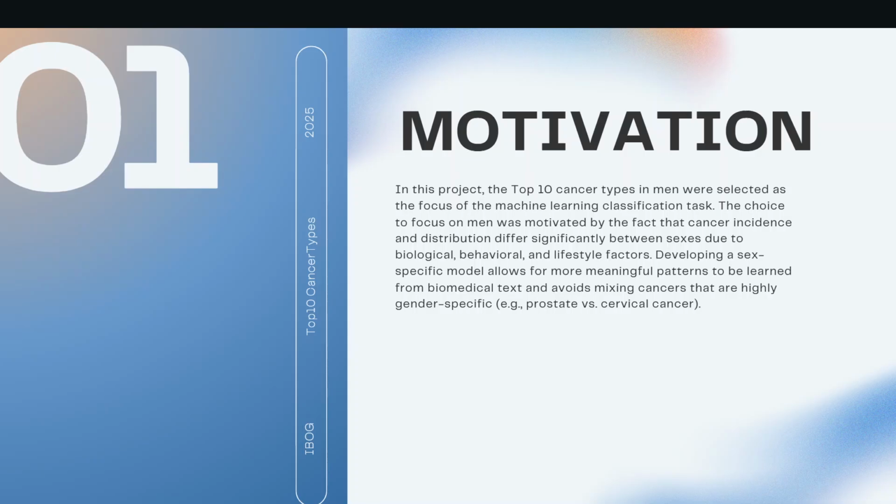So first of all, in this project, the top 10 cancer types in men were selected as the focus of the machine learning classification task. The choice to focus on men was motivated by the fact that cancer incidence and distribution differ significantly between sexes due to biological, behavioral, and lifestyle factors. Developing a sex-specific model allows for more meaningful patterns to be learned from biomolecular text and avoids mixing cancers that are highly gender-specific, such as prostate and cervical cancer.